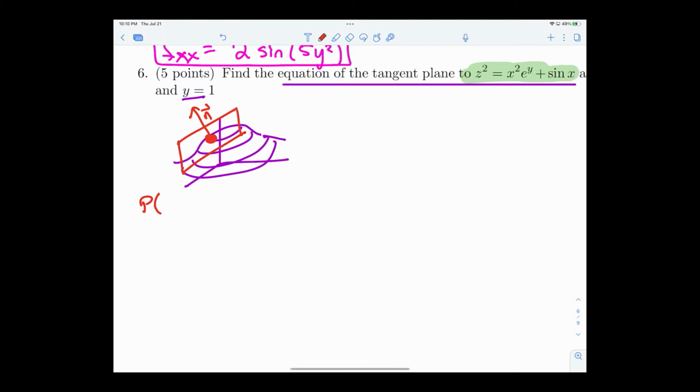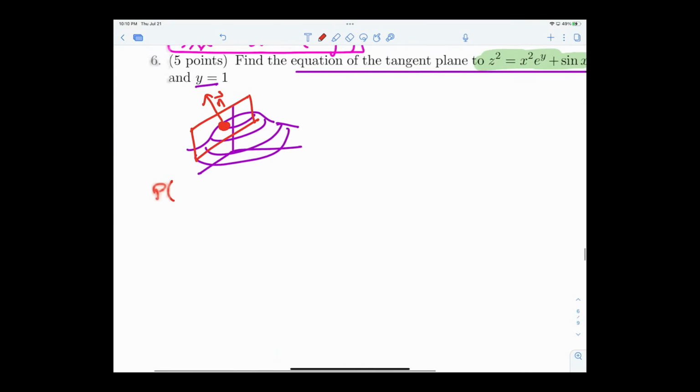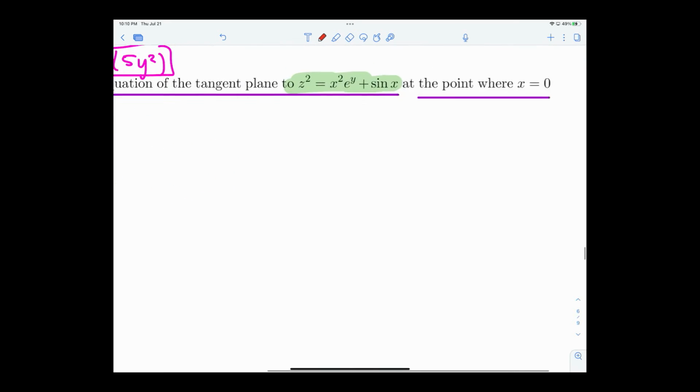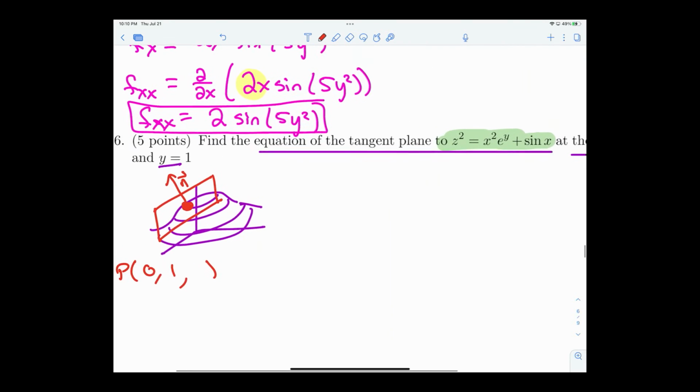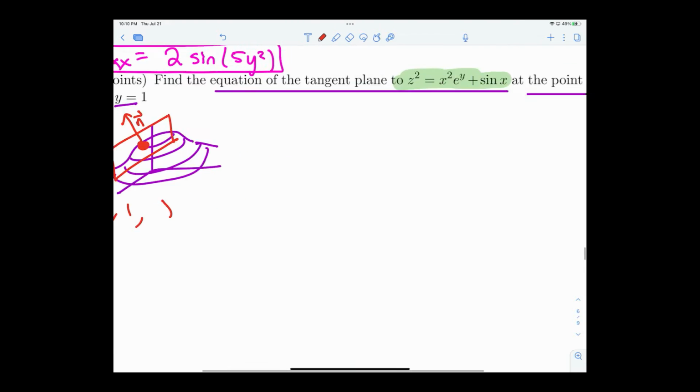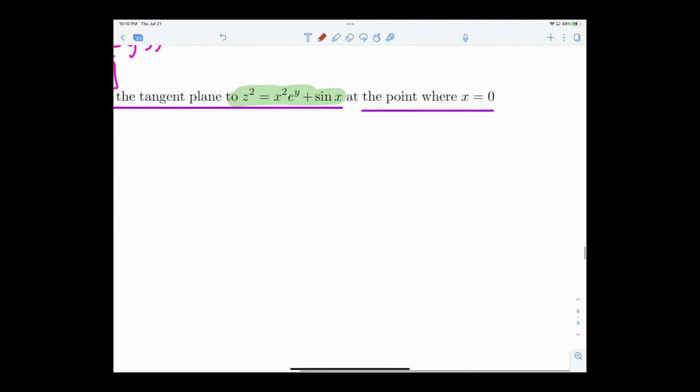So the point that we have so far is x equals 0, y equals 1, and then there should be a z value, but they didn't tell us the z value. I'll calculate that here. The equation of the surface is z squared equals x squared e to the y plus sine x.